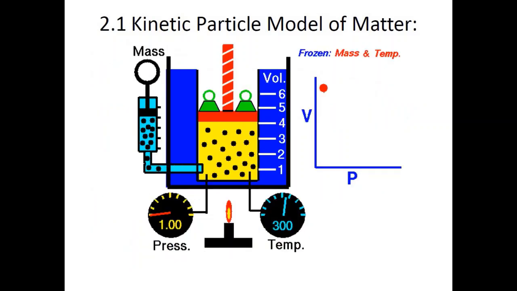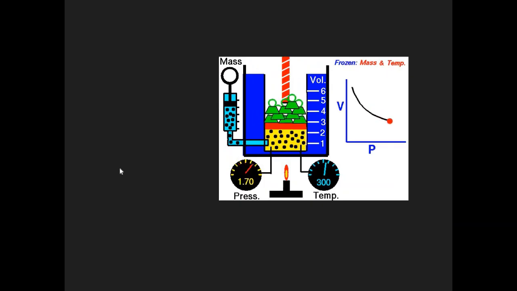So here's a little animation. Let me play it out for you. And here's the animation. It shows that when you decrease the volume, the pressure goes up, whereas the temperature is kept constant, and the graph of Boyle's law looks something like this.